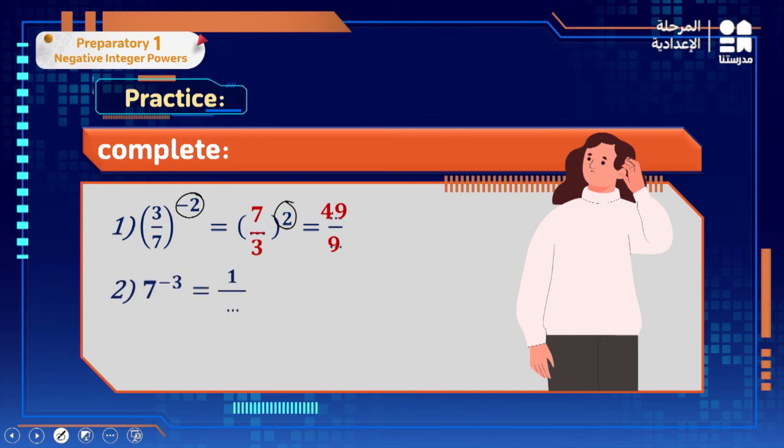Number 2. 7 to the power of negative 3 is 1 over what? Here.